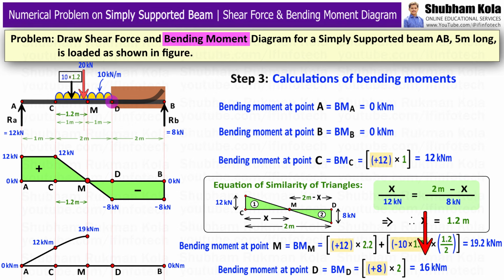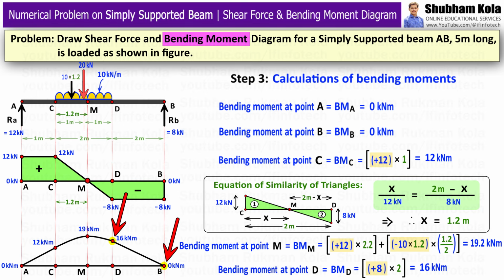So as it is a positive value, hence I will mark this point of bending moment above the reference line of bending moment, 0 kN meter. And here there is UDL. Therefore, to draw the bending moment diagram, I will indicate UDL with a parabolic curve. Hence I will join these 2 points with a parabolic curve. And there is no load between point D and point B. Therefore, to draw the bending moment diagram, I will connect these 2 points with an inclined line.